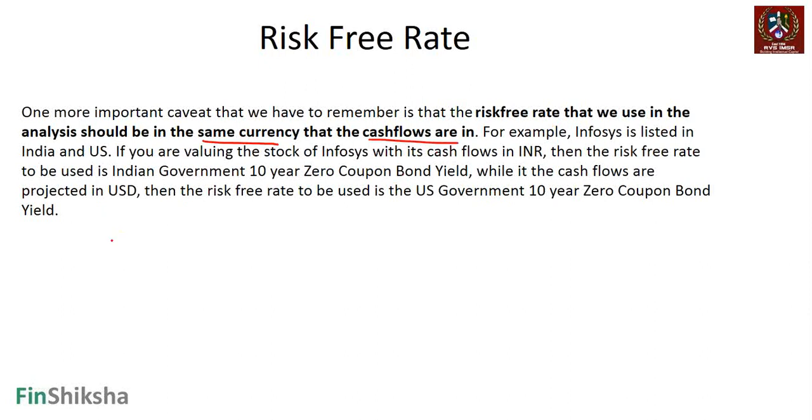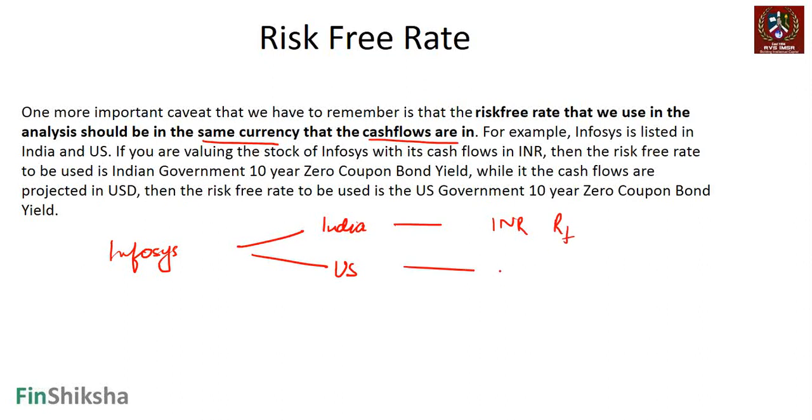So for example, if you look at a company like Infosys that's listed in India and that is also listed in the US. If you are evaluating the company in India, you will use the INR risk-free rate. If you are evaluating the company in the US, you're going to use the USD risk-free rate, correct? That's because when you're evaluating in India, the cash flows are in INR, and hence you can use the 10-year zero coupon bond yield for India.